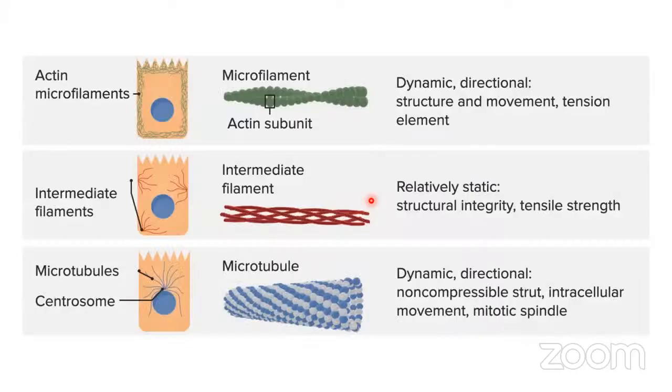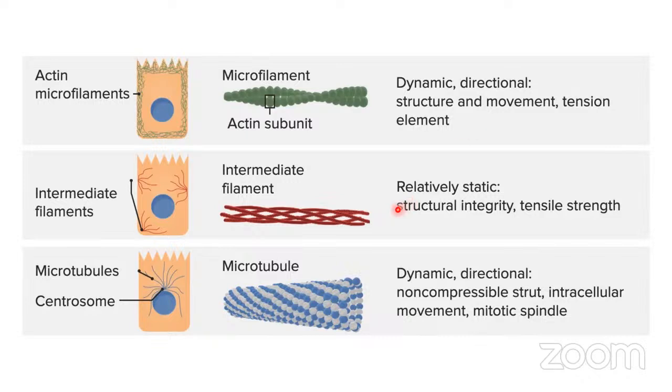So what are the different types of cytoskeletal filaments which are present? These can be actin microfilaments, intermediate filaments, and microtubules. Actin microfilaments are made up of actin subunits, microtubules are made up of tubulin protein, and intermediate filaments are made up of intermediate filament protein. Actin filaments are dynamic, they help in the movement. They are directional, that is, they have a polarity, a plus end and a minus end. They help in maintaining the structure of the cell and allow the movement of the cell.